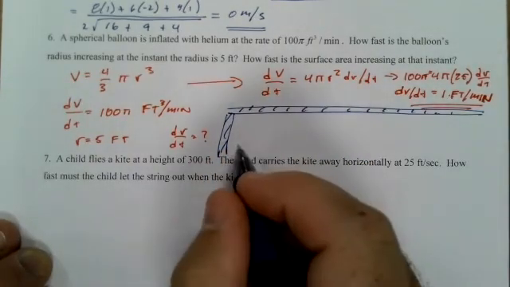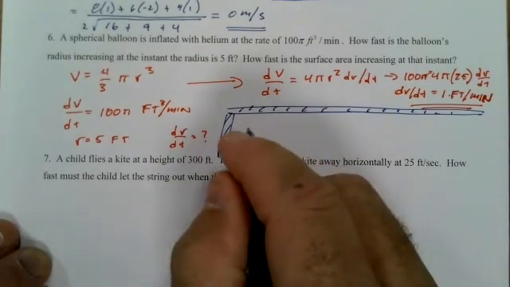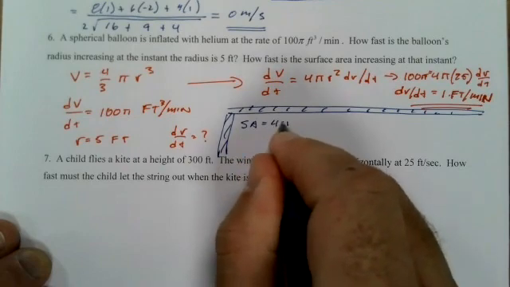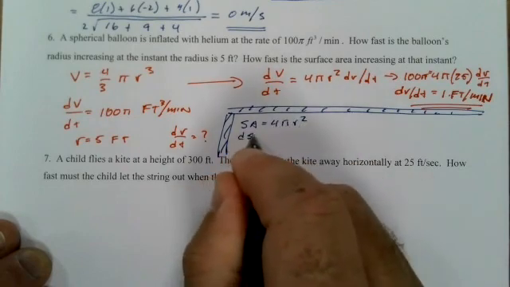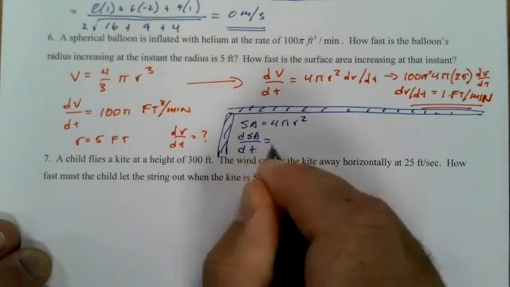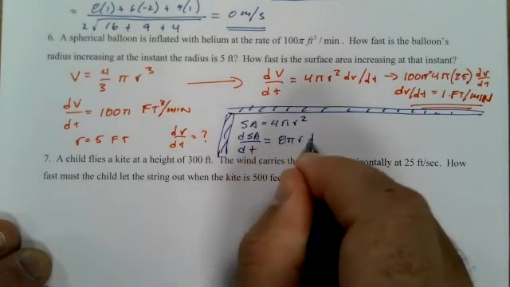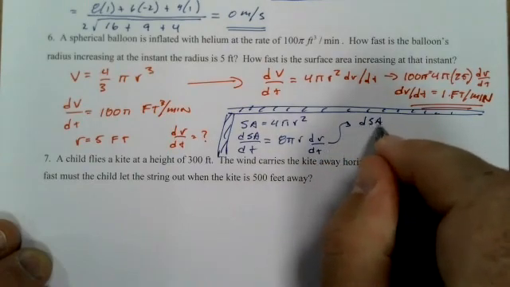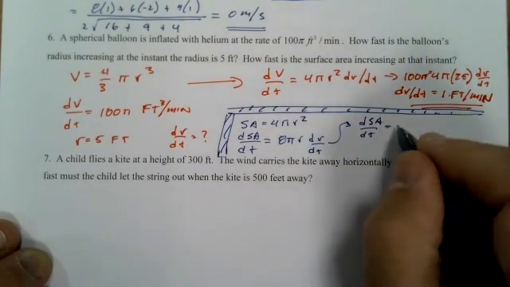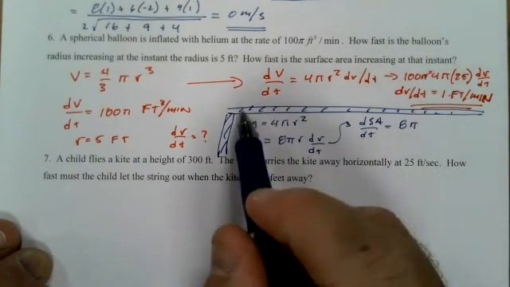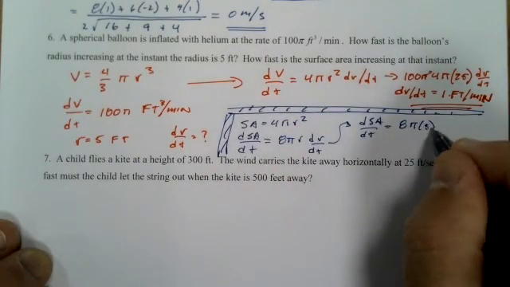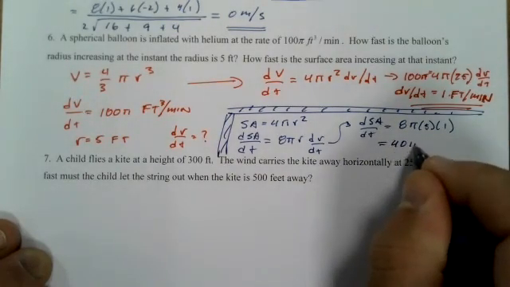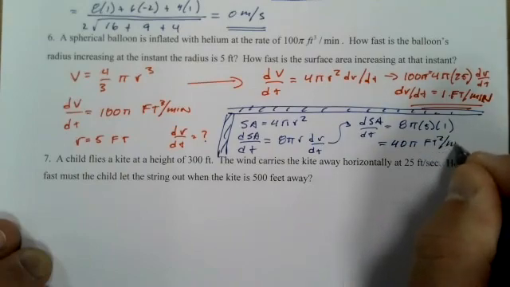How fast is the surface area increasing at that instant? Well, SA equals 4 pi r squared. dSA/dt equals 8 pi r dr/dt. dSA/dt equals 8 pi times 5 times 1 equals 40 pi feet squared per minute.